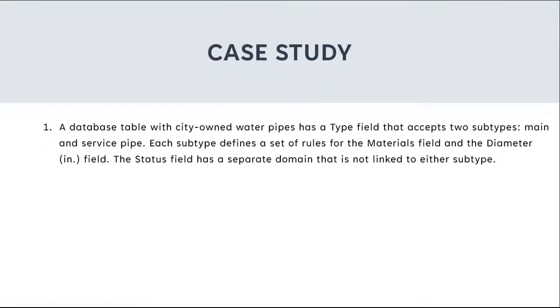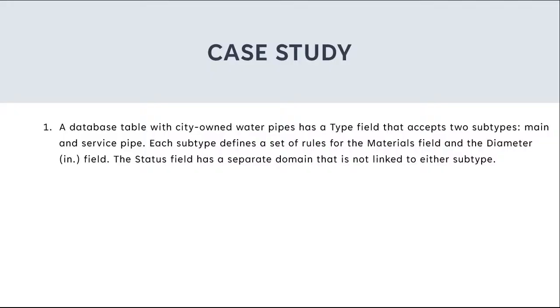But let's look at the case study we have here. A database table with city water pipes has a type field that accepts subtypes. Two subtypes. Now, don't forget when we say subtype, we categorize things under it. Now, these two subtypes are main and service pipe.